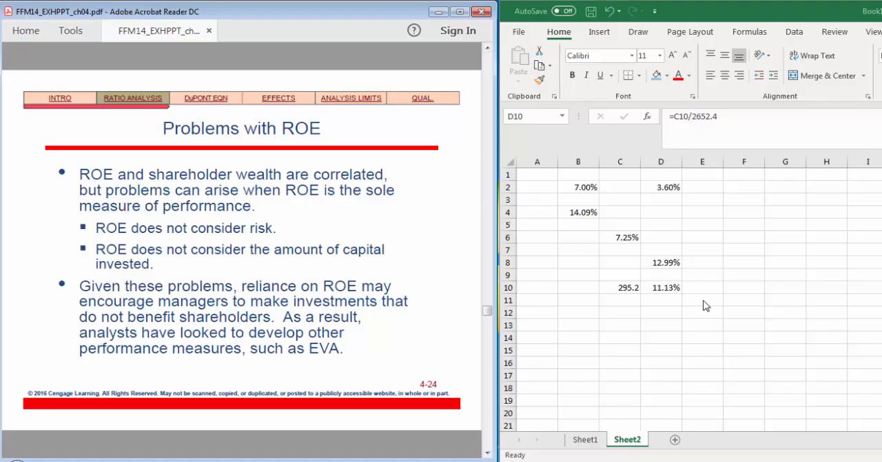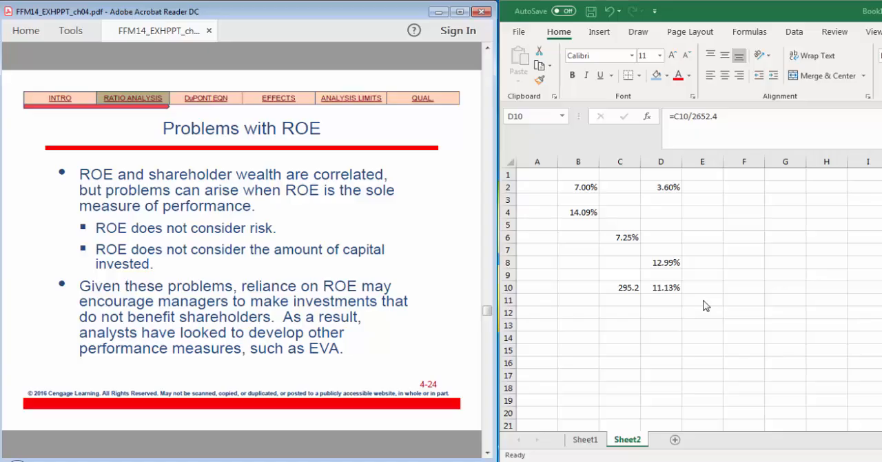Problems with ROE. ROE and shareholder wealth are correlated, but problems can arise when ROE is the sole measure of performance, because ROE does not consider risk, how much risk a firm is taking. ROE also does not consider the amount of capital invested. Given these problems, reliance on ROE may encourage managers to make investments that do not benefit shareholders, because you'd want to make as much return as possible without giving due consideration to the risk, because you want to show a better return on equity.